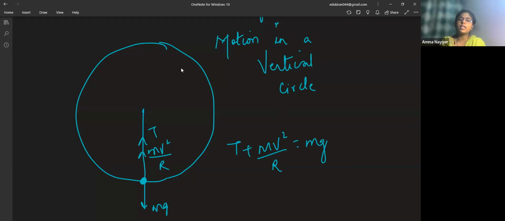For the number of rotations, calculate the total number. For the first rotation, calculate the speed. Then for the second rotation, for the third rotation, for the nth rotation, you have the formula. Now, using this concept of motion in a vertical circle, try those questions.